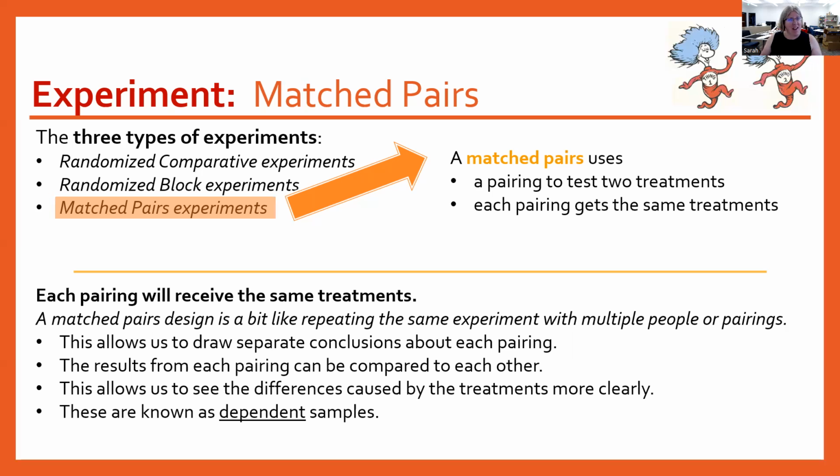All right, so that's how those two are similar and different. The nice thing about matched pairs is it allows us to draw separate conclusions about each pairing. A lot of times that allows you to see an outlier that crept in there and investigate that a little bit better. Once we've looked at each pairing, then we can see if there's an overall pattern or trend. This allows us to see the differences caused by the treatments more clearly, and these are known as dependent samples. When we get towards the end of the course, we're actually going to look at how to do a statistical test using these dependent or matched samples. All right, so come back in the next video and we'll look at some of these diagrams so you can understand these differences a little bit better.